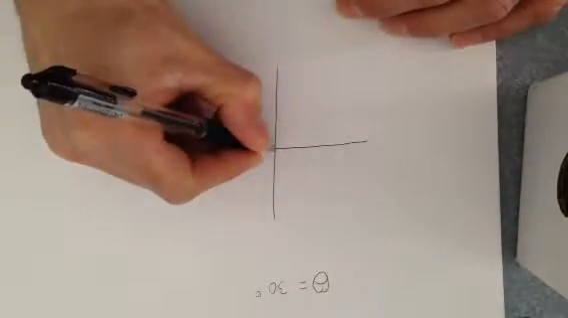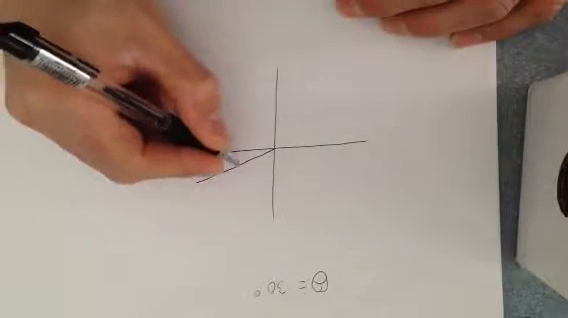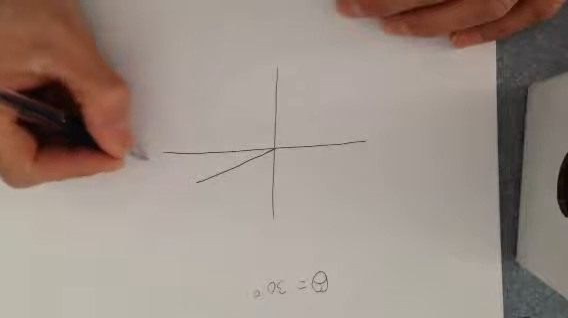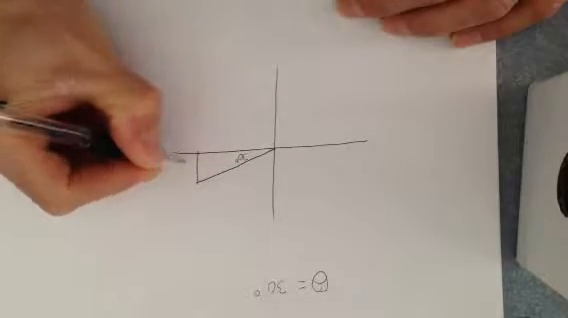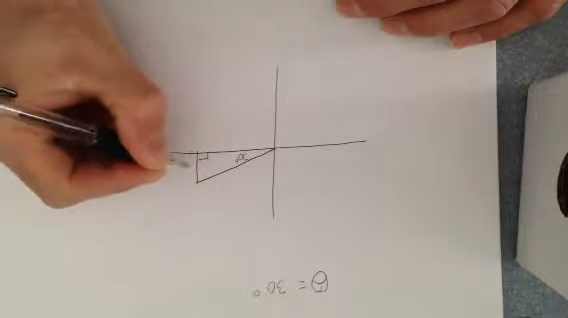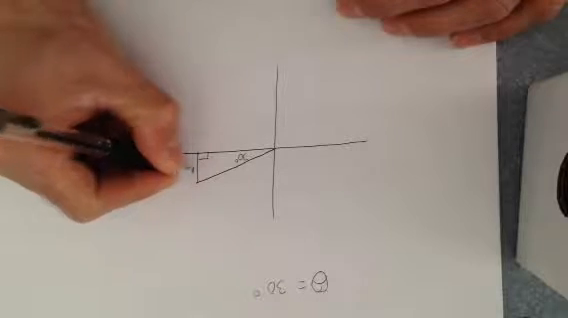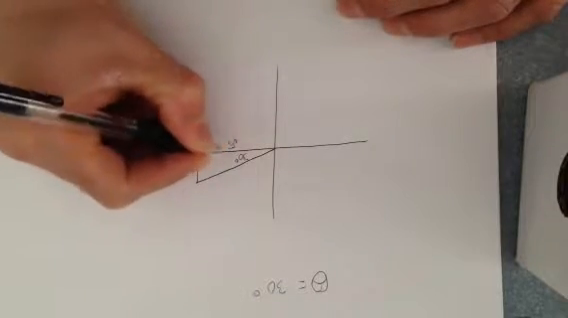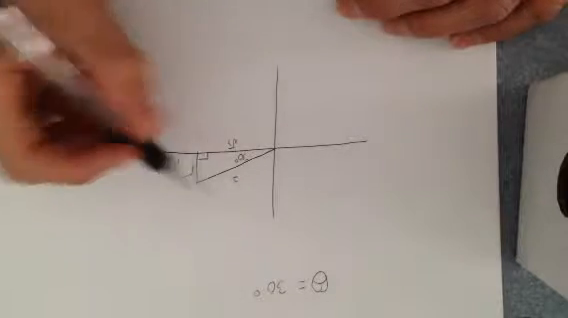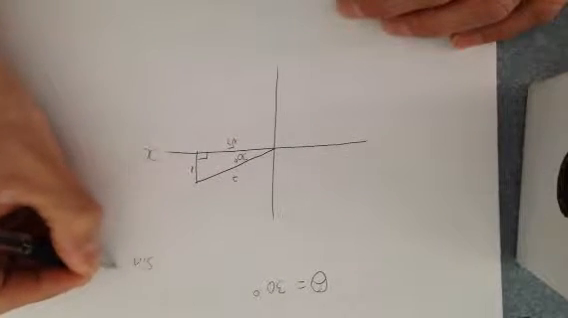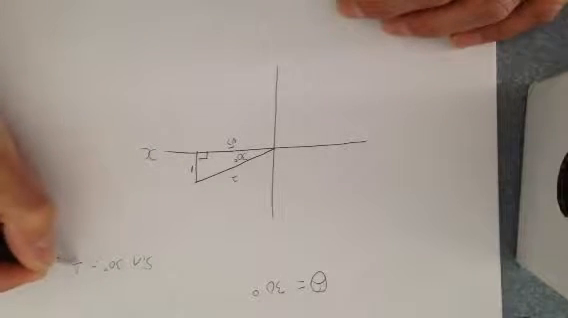So I'm going to draw 30 degrees here. Remember, that's 30 degrees counterclockwise from the positive end of the x-axis. Now this is from our special triangle. So we know that this is 1, this is root 3, and this is 2. So the sine of 30 degrees is equal to 1 over 2.